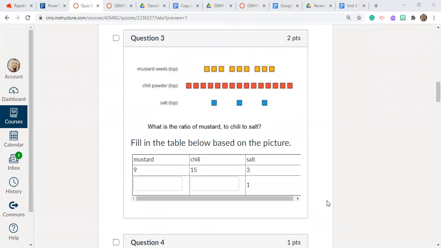Question number 3. Mustard seeds in tablespoons are in yellow. Chili powder in tablespoons is represented in red, and salt is represented in blue. What is the ratio of mustard to chili to salt? Fill in the table based on the picture. So this is where you need to draw this table in your notebook and fill it in. Pause and do the work.